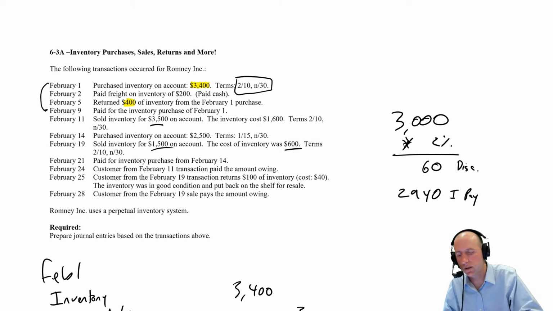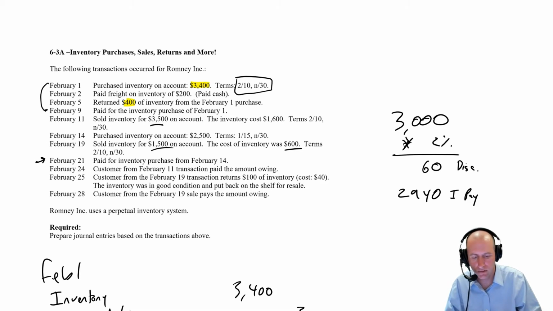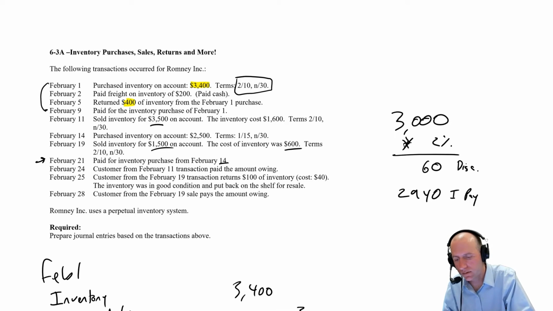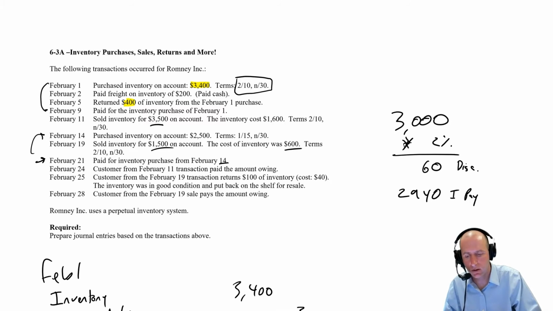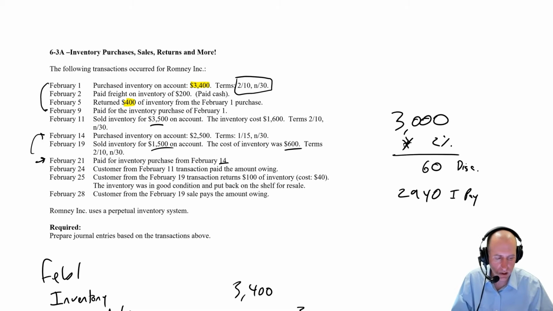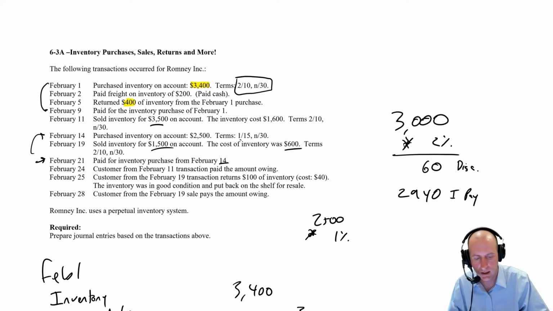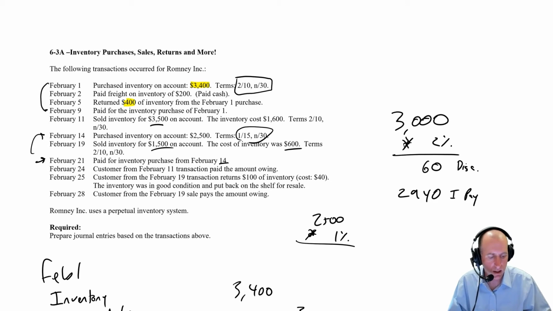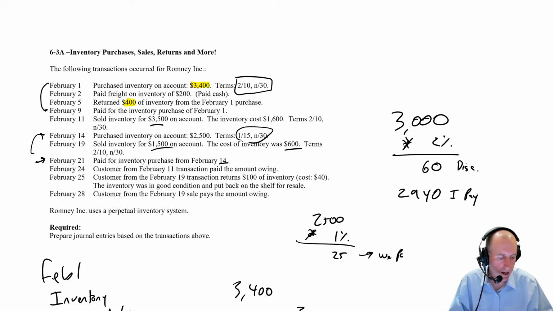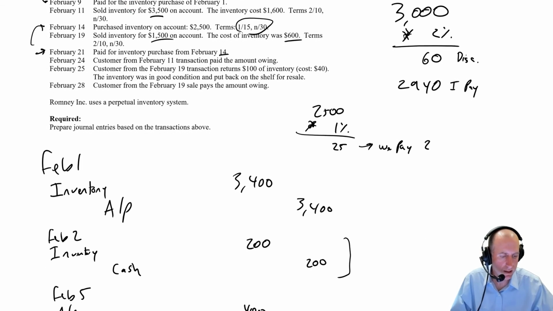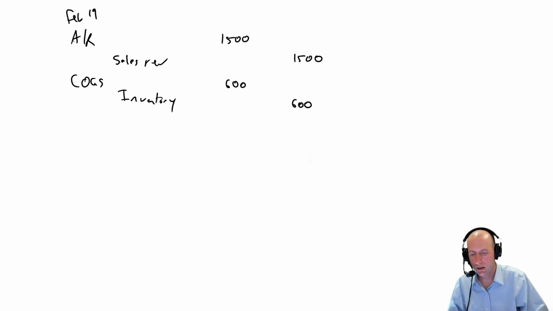February the 21st, paid for the inventory purchase from February 14th. On February 14th, we purchased inventory, terms 1/15, net 30. When we pay, we are taking our discount. There were no purchase returns in between, so it's a $2,500 bill, but we take a 1% discount. You can see the terms are 1/15, net 30. So this is a $25 discount, meaning we pay $2,475. So let's do it.